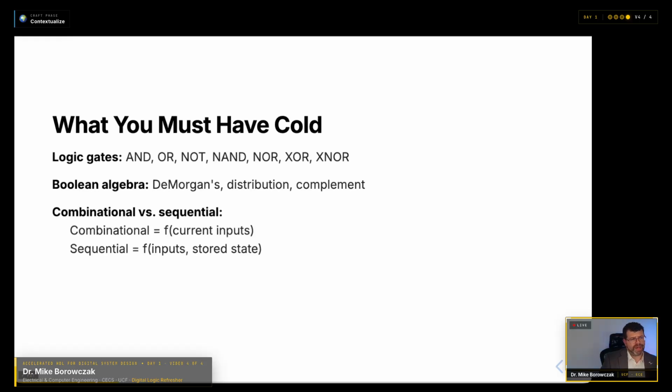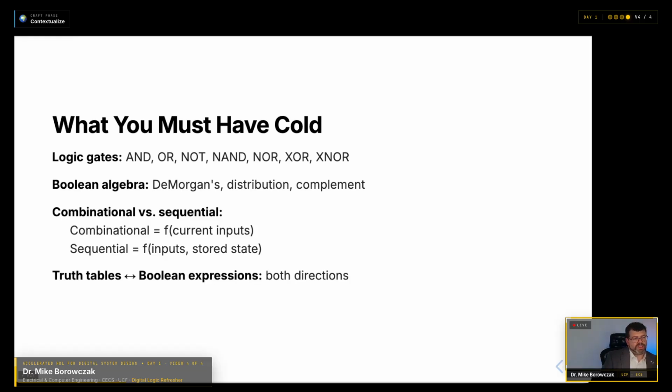Might not have come up or might not always remember combinational versus sequential circuits. Combinational is essentially if everything can be determined by the current state of inputs, that's combinational. If history or the current state matters, right? So if it's inputs and the current stored state, then it's sequential logic. It means that you must have some amount of memory, some ability to store information. Purely combinational circuits are just a function of their inputs. Sequential logic is a combination of inputs and stored state for what is the next state.